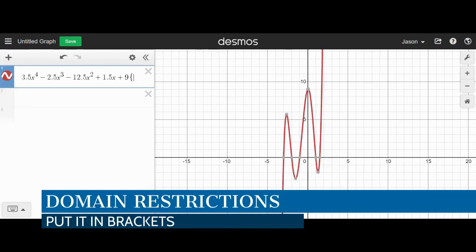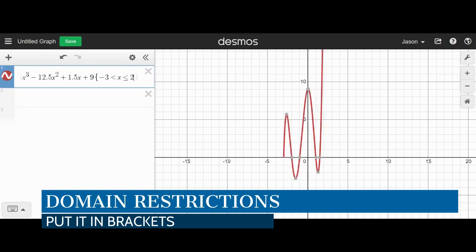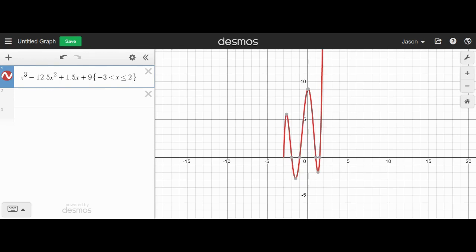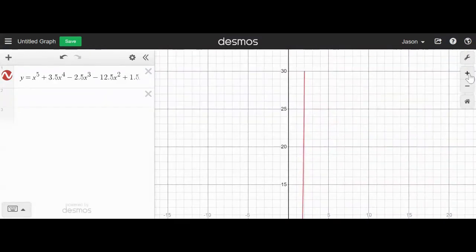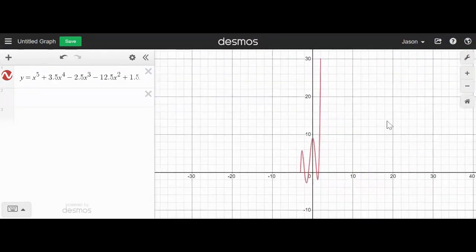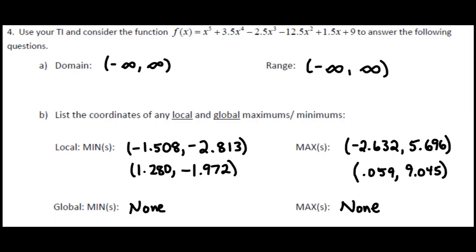And for domain restrictions, you just have to put curly brackets. So for example, in this case, -3 not inclusive to 2 inclusive. And it goes a little bit off the screen. It's pretty easy to resize things. You just click the plus or minus on the side, and you click endpoints, and it even tells you when things are undefined, so it gives you holes in the graph. These are all things that we may remember from Algebra 2.